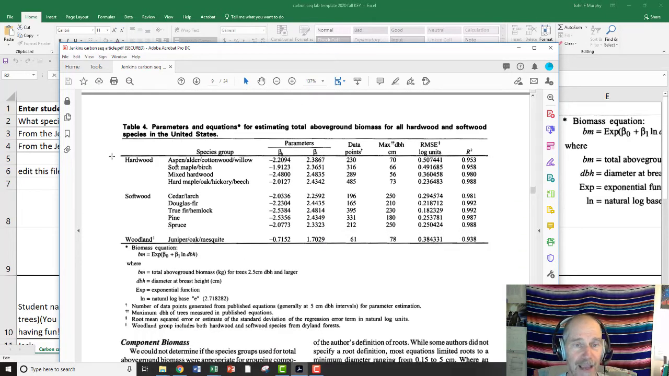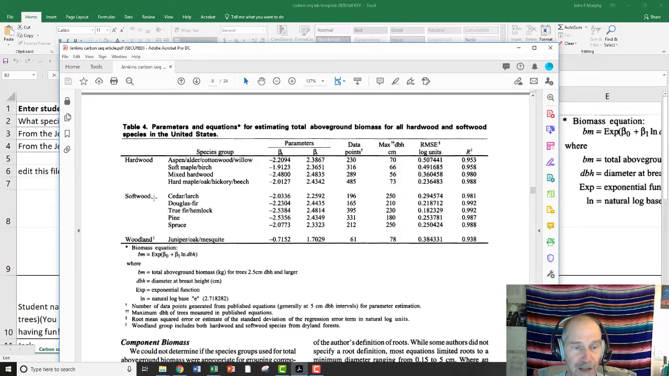Page 20 is down here, and it shows the parameters and equations for estimating total above ground biomass for all hardwood and softwood species in the United States. Not actually true, because if you look at their list of species here, it's not a very long list, and I'm pretty sure there are a lot more species than this, but I suppose many of them are mixed hardwood. Oh, and they don't even have redwood trees here. Oh, so sad. So what are we going to do? We need the species, and then we need these parameters. I might call them coefficients in the lab handout. But the parameters are B sub 0 and B sub 1.